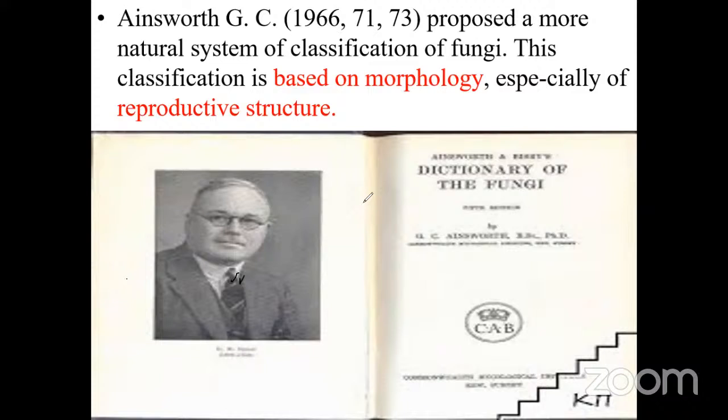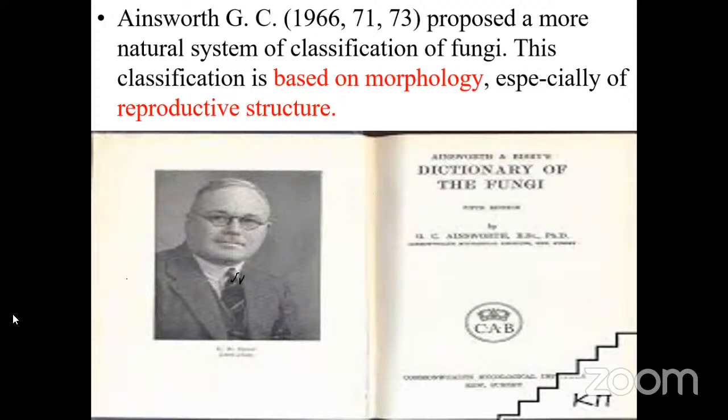Three types of classification are there: natural system of classification, artificial classification, and phylogenetic classification. In angiosperm taxonomy, we follow the Bentham and Hooker classification, a natural system of classification. And here in the fungi, we are also following the natural system of classification proposed by Ainsworth. It is discussed in the Dictionary of the Fungi.